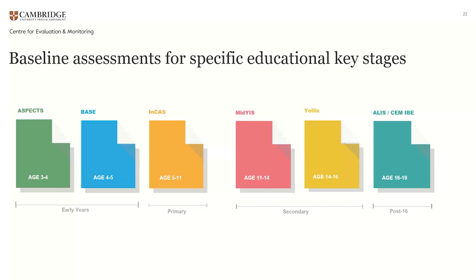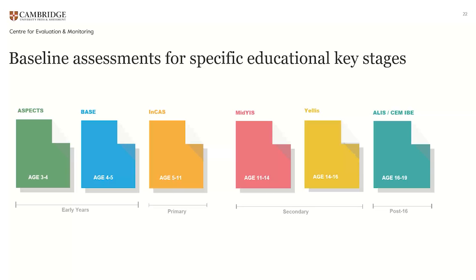Moving on to the secondary phase, we have MidYIS and Yellis. So MidYIS is the Middle Years Information System, and that's for students between the ages of 11 and 14, just starting that secondary phase. So that's a great way, when students are coming into your school, of benchmarking at that early stage, in the first few weeks or the first few months of time in your setting, so that you can see where they're starting from. There is a follow-up assessment that can be taken. Well, you can use this assessment multiple times. You can use it on an annual basis.